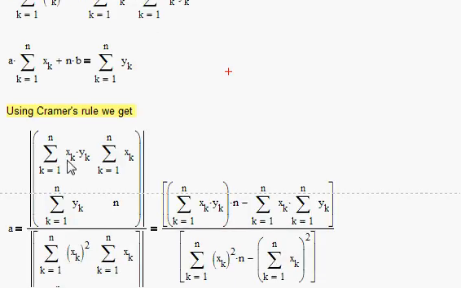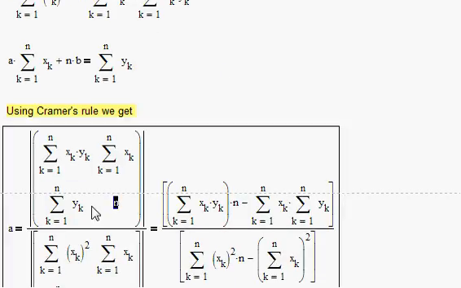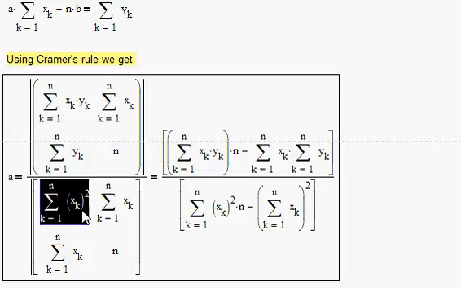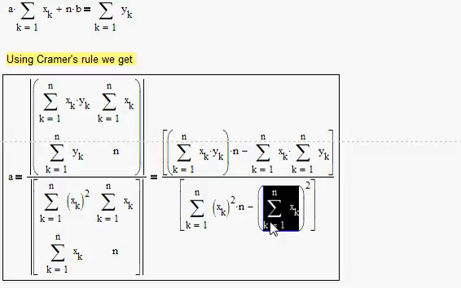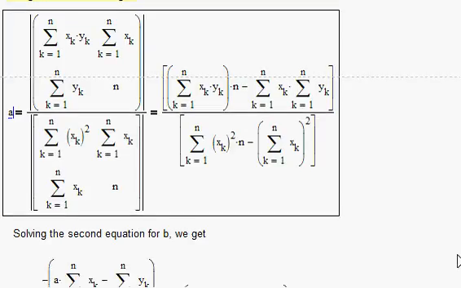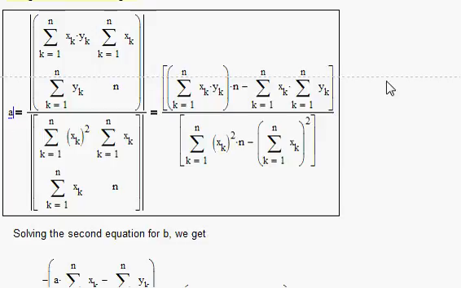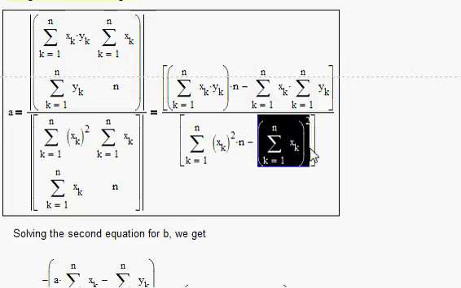And so that means this number times n minus this number times this number, and here that is, divided by this number times n minus this number times this number, they're the same, is equal to our A. So that gives us a formula for finding the slope of the line. Remember, each of these is just a number.